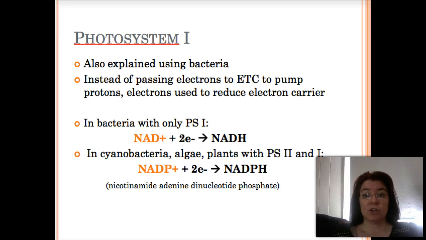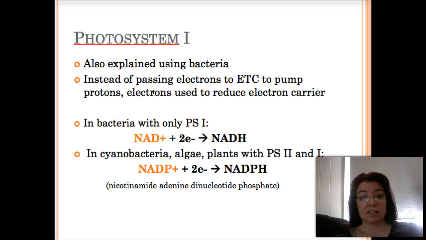If you remember in class, we talked about how photosystem 1 was actually the first photosystem that was investigated and explained in terms of its physiology, which is why it was called number 1. It was identified in bacterial species. And what the early scientists learned was that instead of passing electrons to the electron transport chain to pump protons and make ATP, in photosystem 1, the electrons are used instead to reduce an electron carrier molecule.